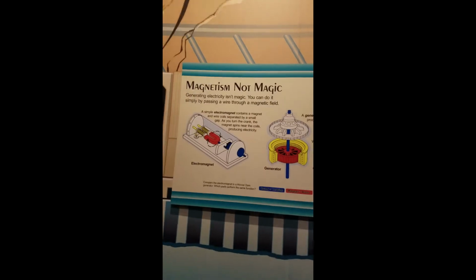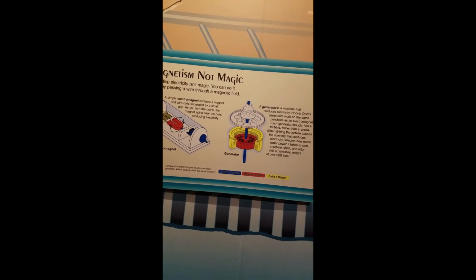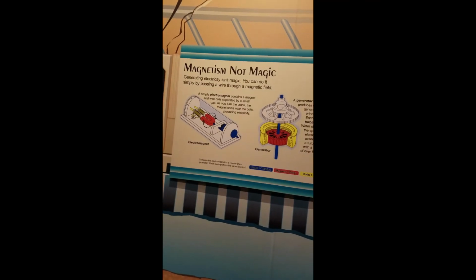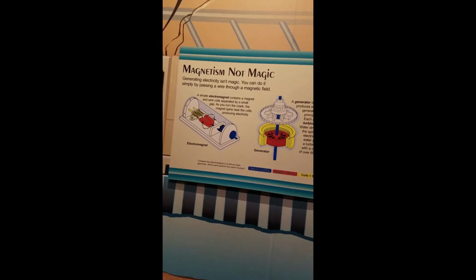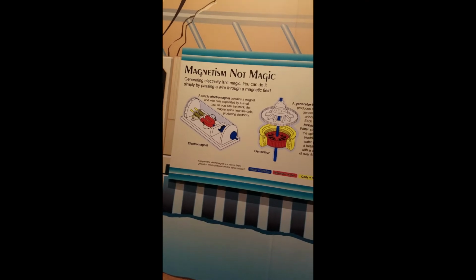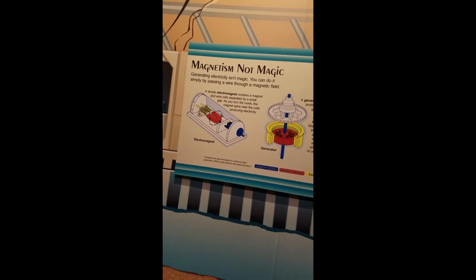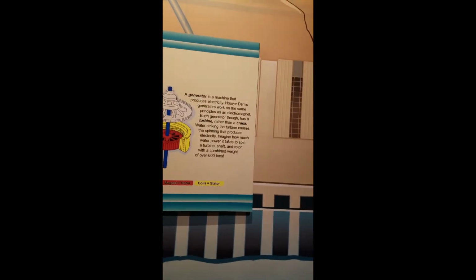Oh, this is the magnetism, not magic. So generating electricity isn't magic. You can do it simply by passing a wire through a magnetic field. A simple electromagnet contains a magnet and a wire coil separated by a small gap. As you turn the crank, the magnet spins near the coils, producing electricity. So a generator is a machine that produces electricity.